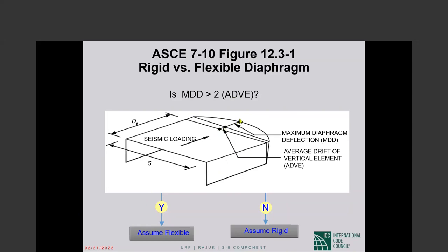If the in-plane deflection of the diaphragm is more than twice the average interstory drift of the supporting seismic force resisting systems, then you have a flexible diaphragm, flexible by calculation. We do not say if the deflection is less than 2, you have a rigid diaphragm. ASCE 7 doesn't say that. Okay, so ASCE 7 has prescriptively flexible, prescriptively rigid, and flexible by calculation.